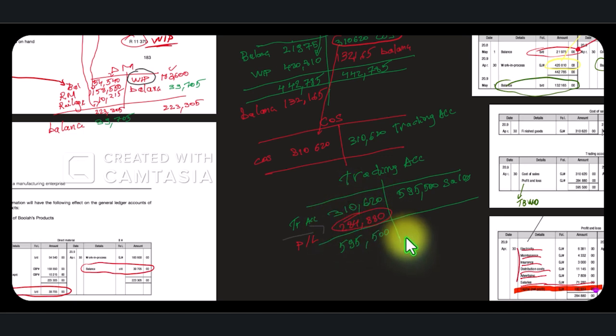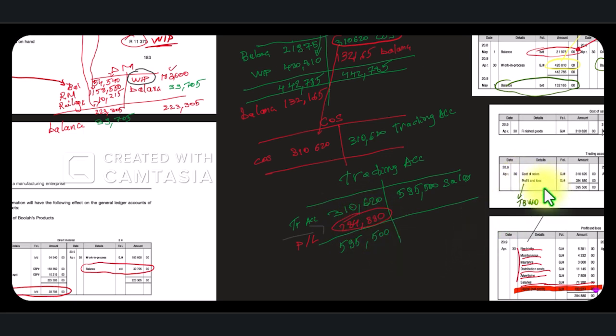So here it's easy to work out. We take the sales amount minus the cost of sales, which gives us profit and loss. Remember, this is the only thing to be worked out. That's why you will see this TBWO, to be worked out. That's the only thing.